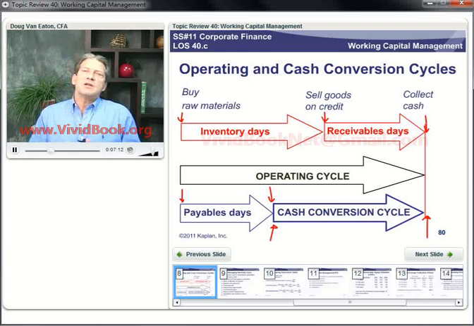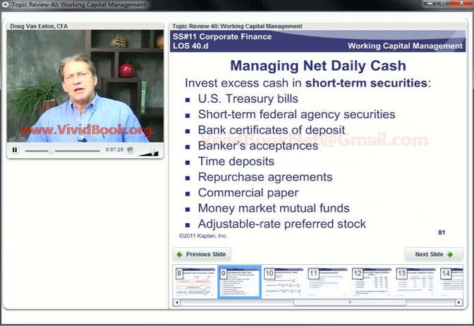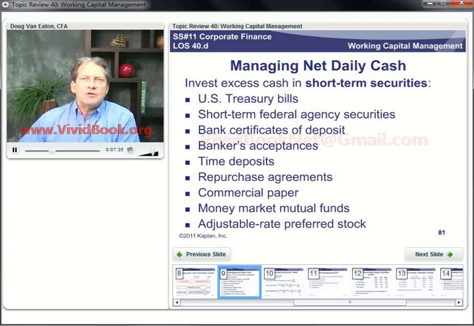The more rapidly we collect our receivables, the shorter the cash conversion cycle. Now what do we do with our daily net cash? Well, we've got to decide if we've got excess cash, if we're going to need to borrow. In this case, if we have excess cash, we'll invest it in short-term securities. And some of the things we'll invest in are U.S.